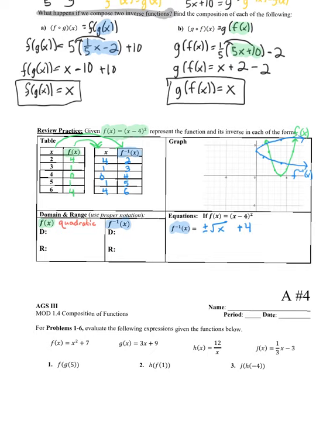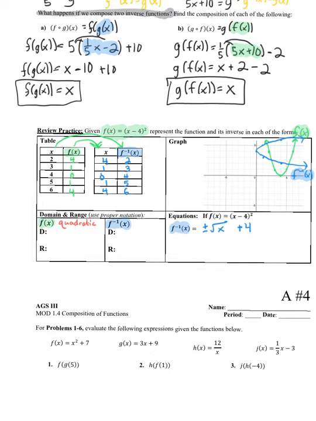If you don't have colors, you've got to make sure to label them. So you can label your f of x, you can label your f inverse of x. Just that way you can tell which one's which. Really important to label everything.